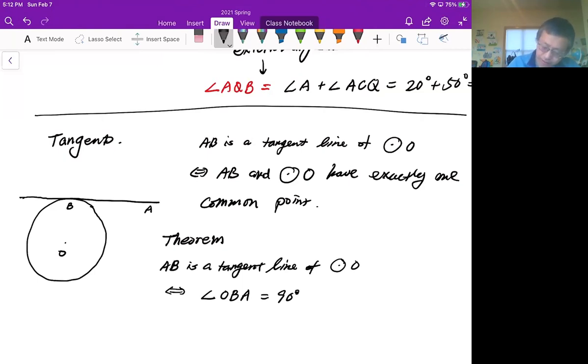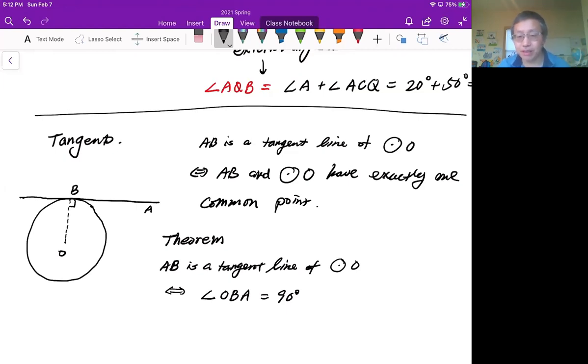Okay, so that should be like this. I'm going to connect this. Okay, let me remove the B here. I'm going to put the B here, right? Okay, so it says that if you get a tangent line, then this angle must be 90 degrees, and vice versa. Okay, so how do I prove this? How do I prove this?